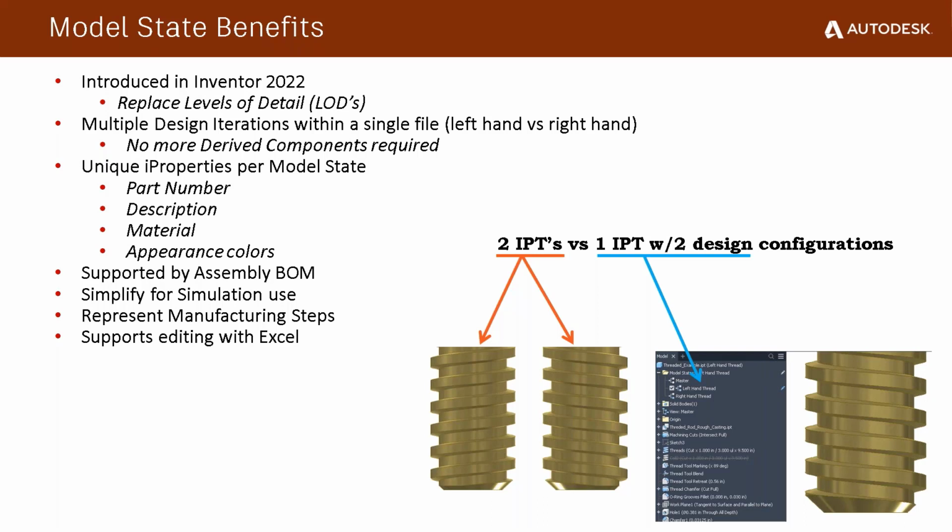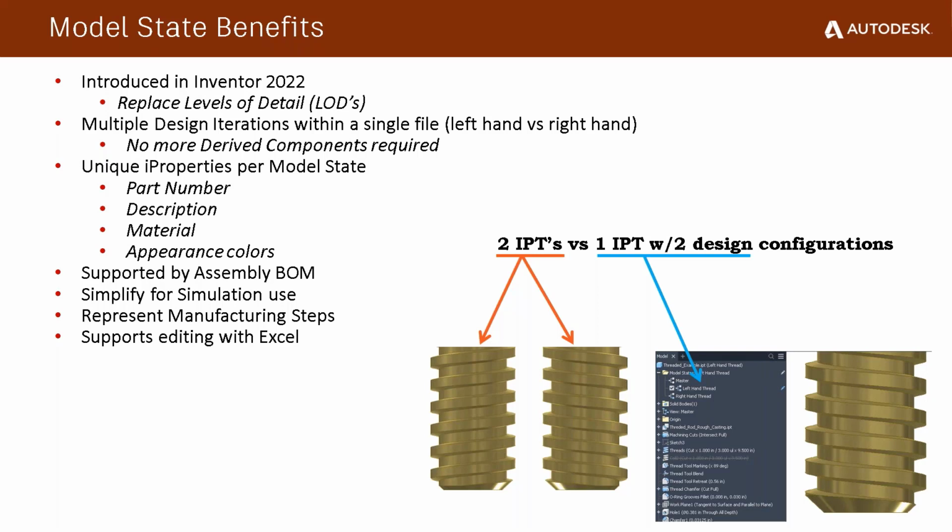Another model state benefit: you can have multiple design iterations within a single piece part file. Levels of detail did nothing with piece parts; it only affected assemblies. Whereas here, with piece parts, you can suppress features and save that suppressed state. We've been able to suppress features for a long time, but we could not save that, have it as a favorite, basically: suppress 4 or 5 features and come back to it with those suppressed and unsuppressed. Now we do.